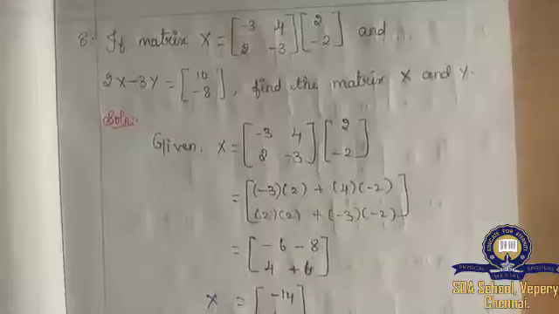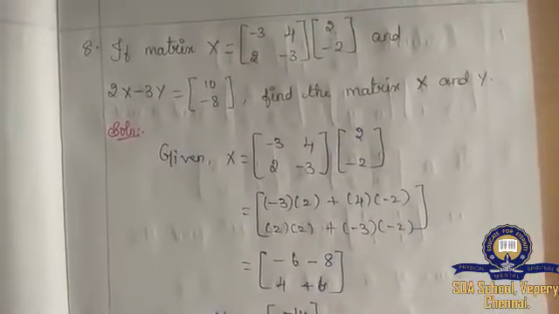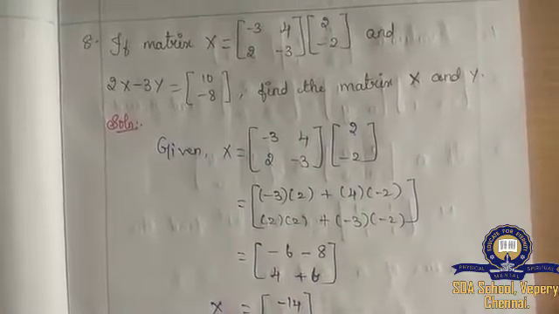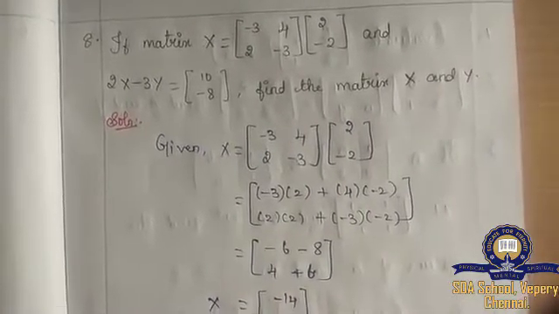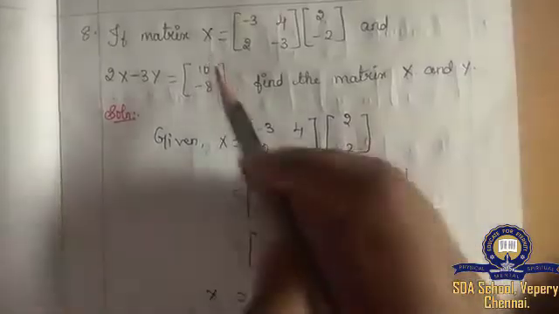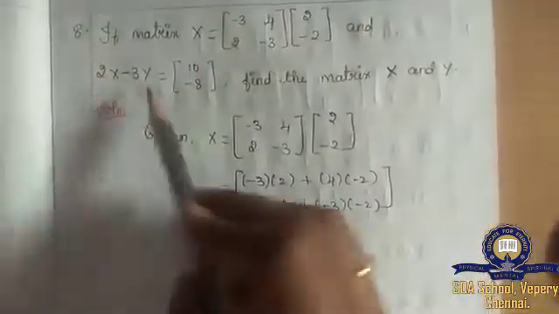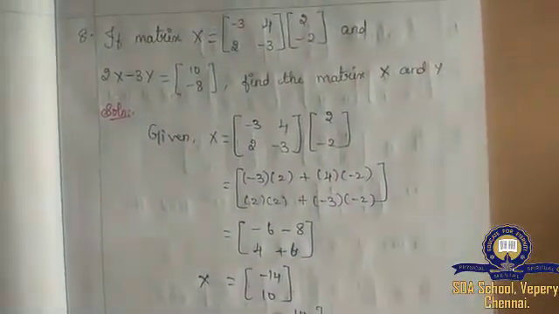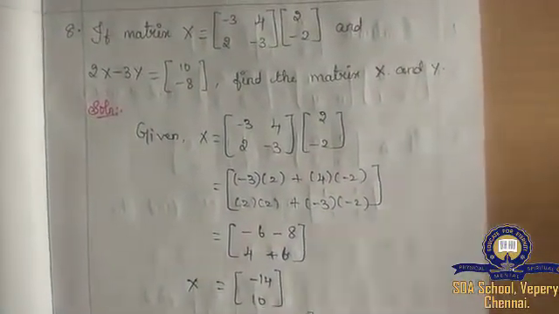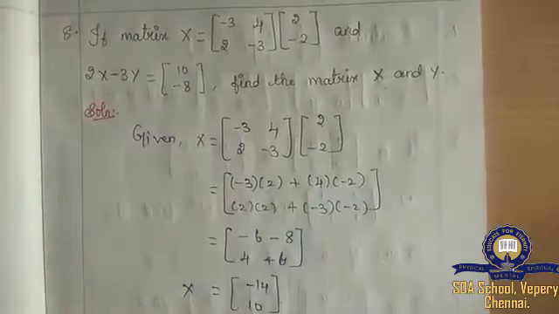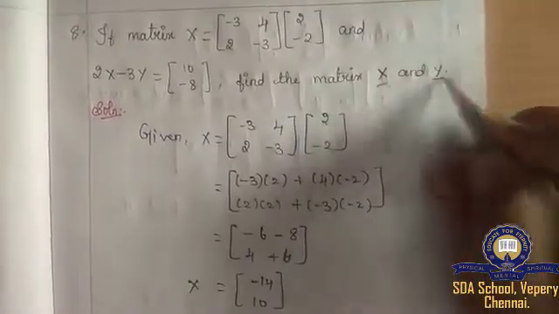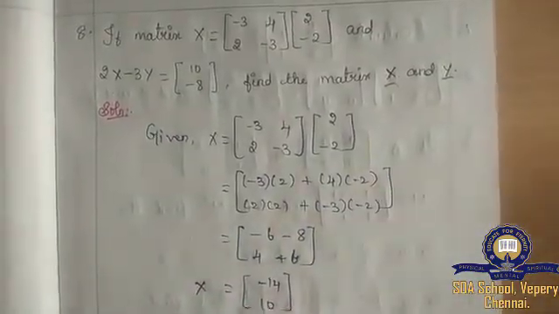Let's move on to the last problem of this session. This is a very important problem and a very easy problem also. Please keep in mind, here the matrix X is given, am I right? And one condition is also given, 2x minus 3y is equal to 10 and minus 8. Here we want to find the matrices X and Y, that's it. Okay. So this X and Y are in the form of matrices.